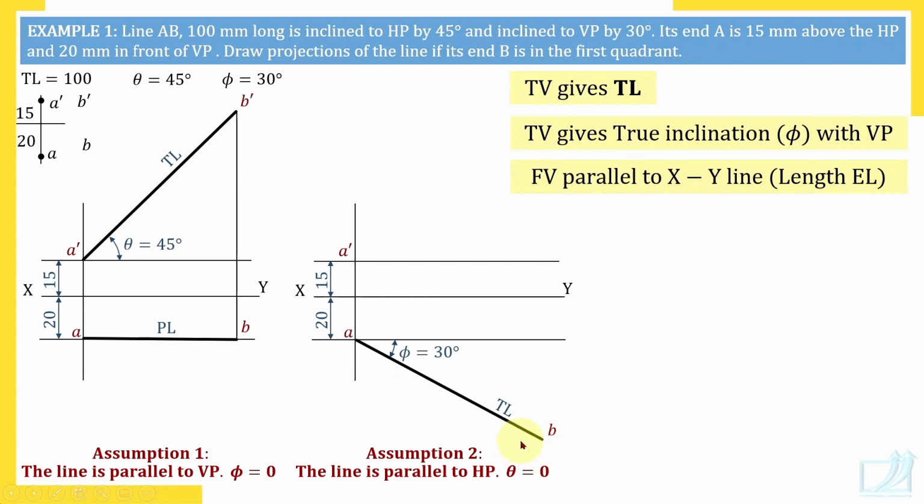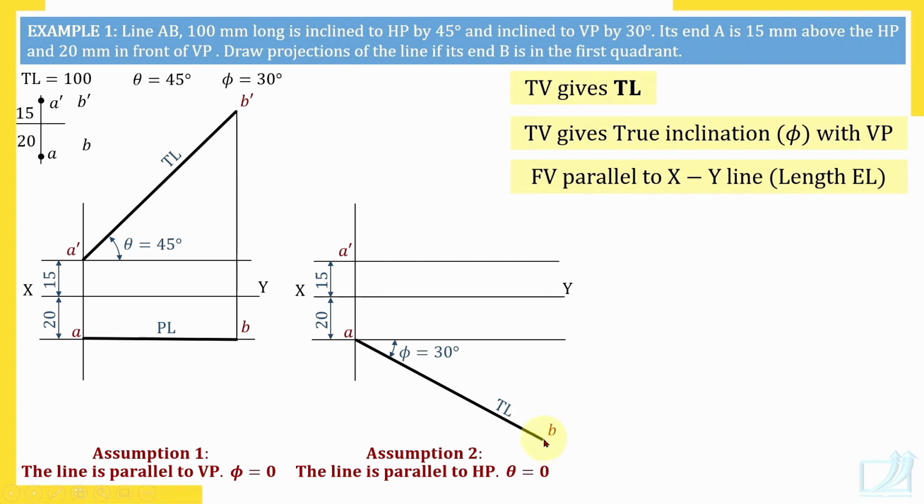Now one very important thing is, it's clearly mentioned in the problem that top view of point B is below XY line. In the sense, B is in first quadrant. So front view above, top view below. So top view of point B is below XY line. That is why we have measured 30 degrees downwards. If we would have measured 30 degrees upwards, then we would have got point B above XY line. And that would have been a mistake.